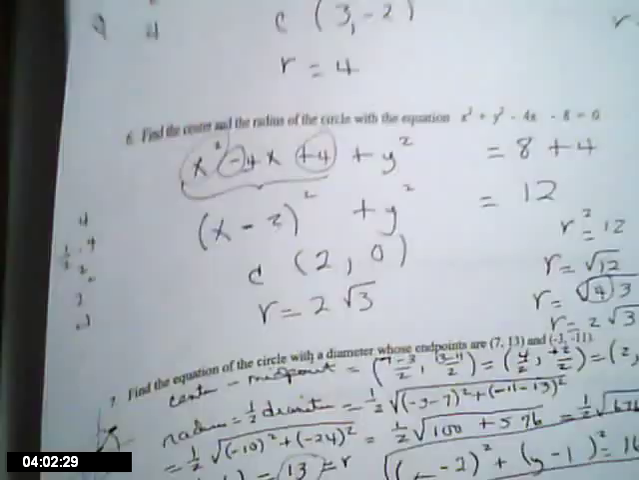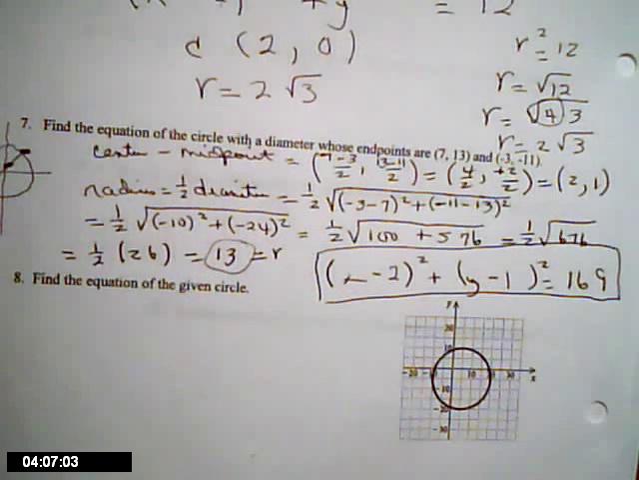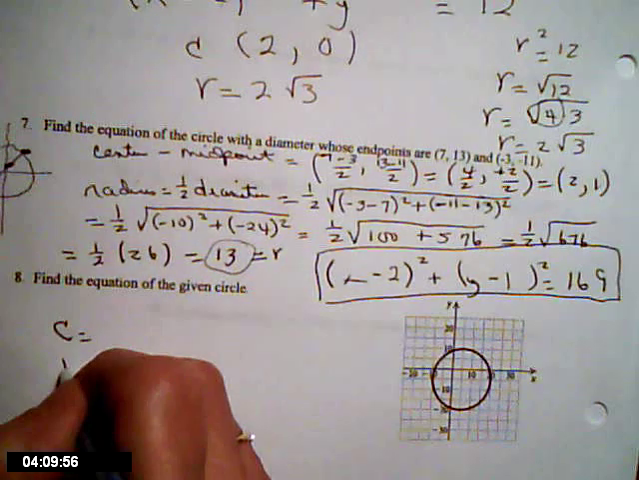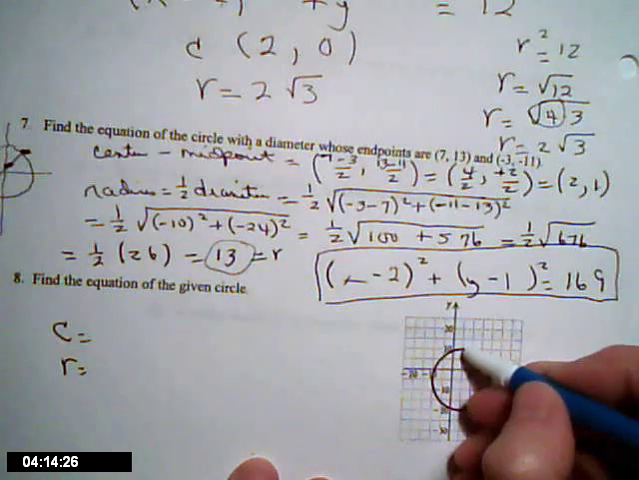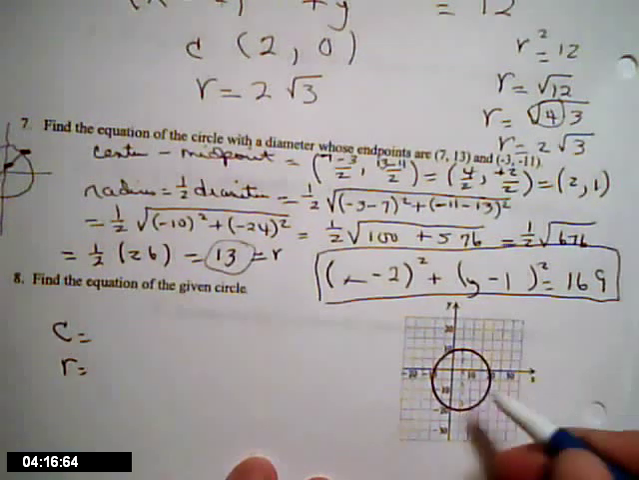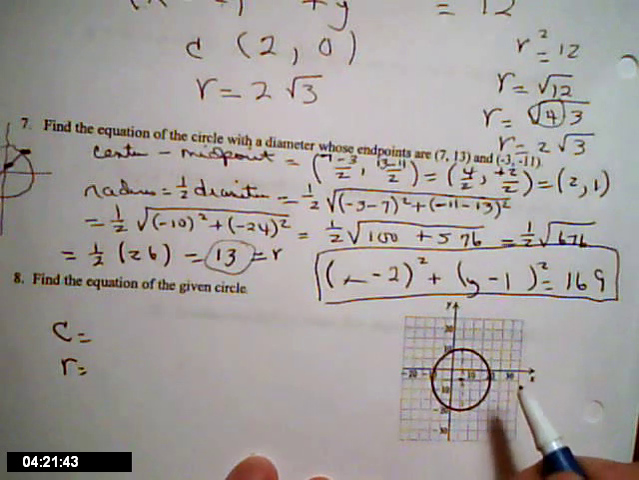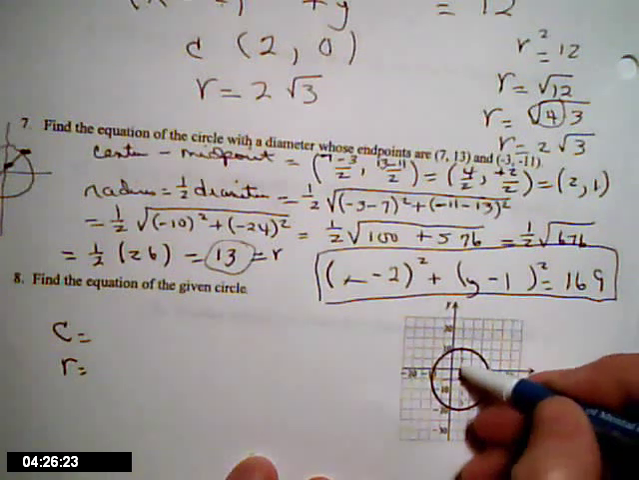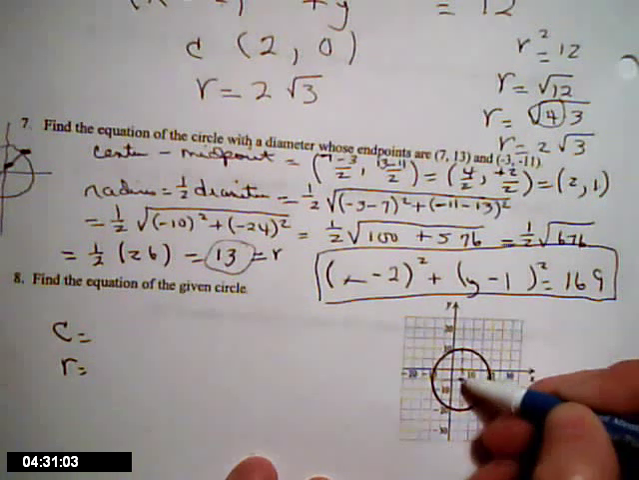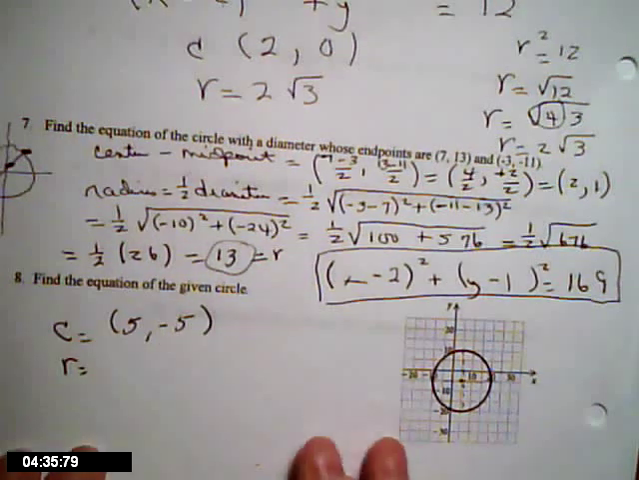Alright, the last, and this is a real quick little problem: find the equation of the given circle. I need center and radius. Now here I've got to do just some estimation. I've got to find the widest points of my circle, and then that crossing right there would be my center point. Now remember, on this little graph I'm using, each block is by 5s. So this would be 5 over and down 5. So positive 5, negative 5 would be my center.